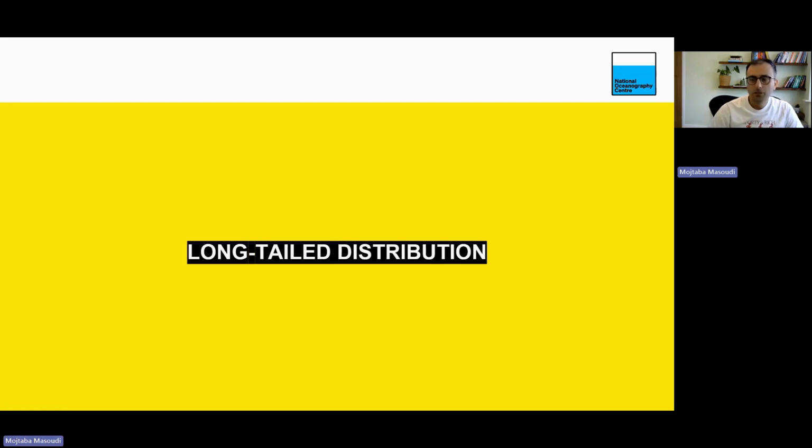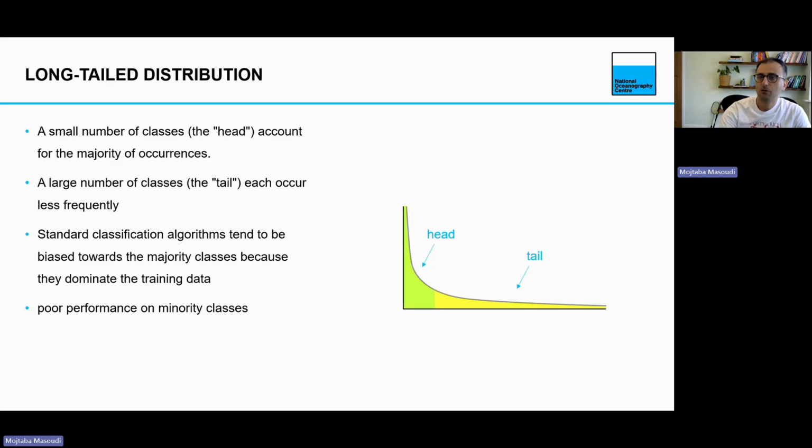So to explain how our idea started, I need to introduce some concepts in machine learning. The first thing is long-tailed distributions. For anybody who doesn't know about the long-tailed distribution, it means when you plot the distribution of your data, the histogram looks like this.